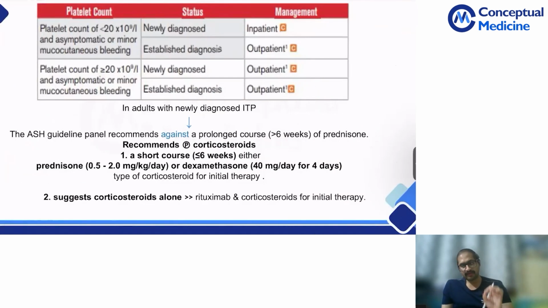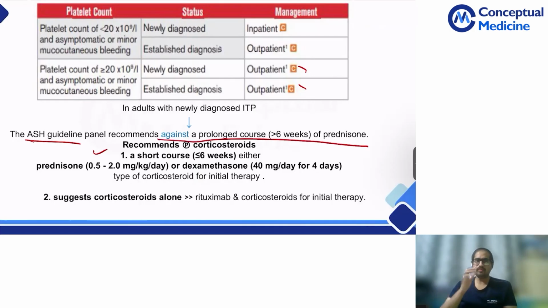So again, I want to reiterate the same point. Platelet count less than 30,000, admit the patient. Platelet count more than 30,000, you can manage the patient on an outpatient basis. Similarly, I mentioned guidelines clearly recommend against a prolonged course of prednisolone. In the exam they will ask what is the maximum duration of prednisolone given for ITP. It is not beyond 6 weeks of therapy.